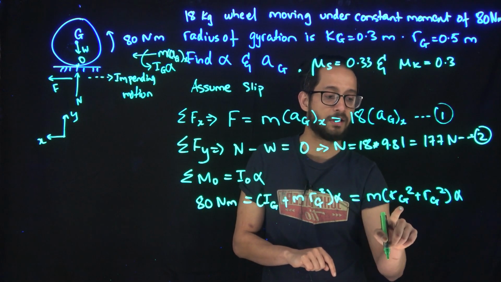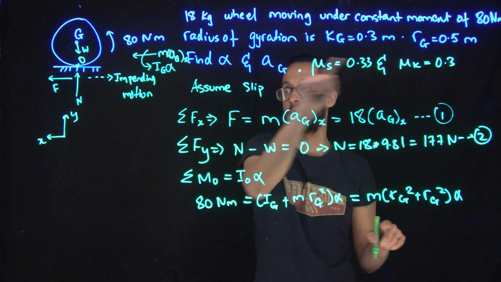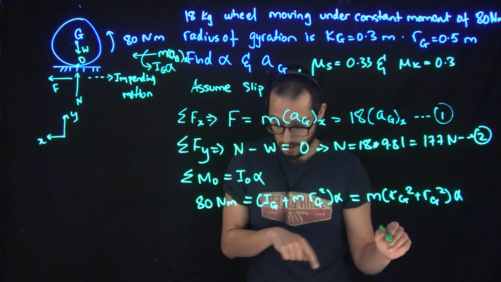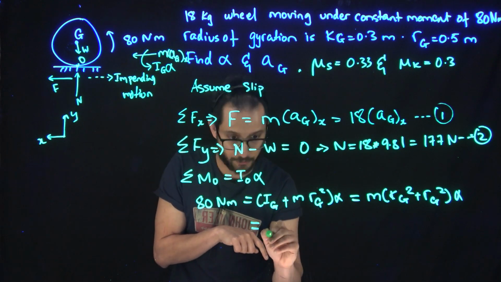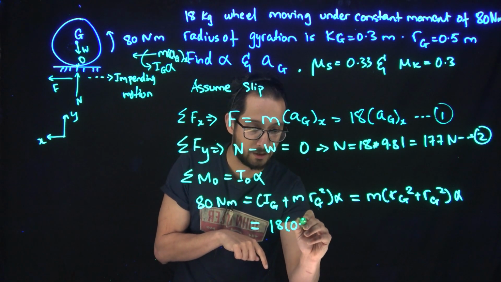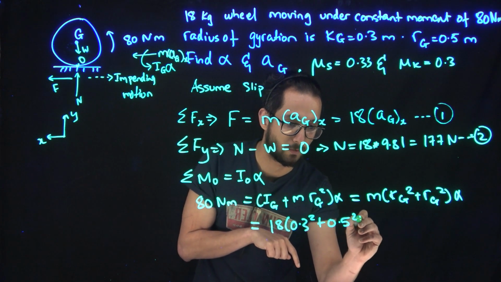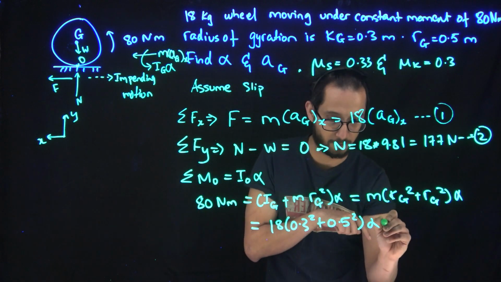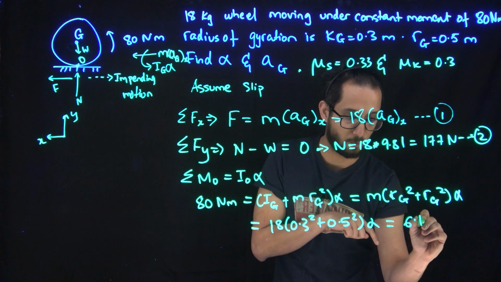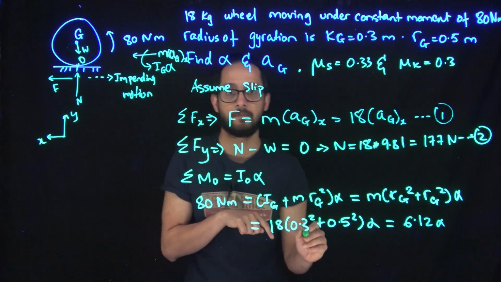And all these three terms are known. I know m, I know k_G, and I know r_G, right? Because k_G is 0.3 and the radius is equal to 0.5 meters. So if I do the math there, 80 is equal to 18 times (0.3 squared plus 0.5 squared) times alpha, and that turns out to be equal to 6.12 alpha, right?